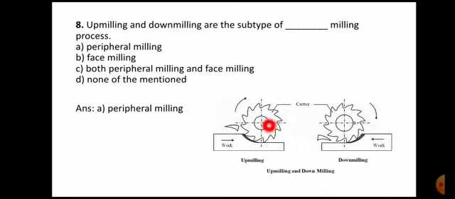So here the material is removed peripherally. There are teeth on the periphery of the milling cutter, and the material is removed with the help of these peripheral teeth, and hence it is known as peripheral milling.